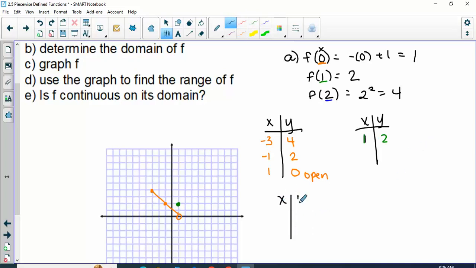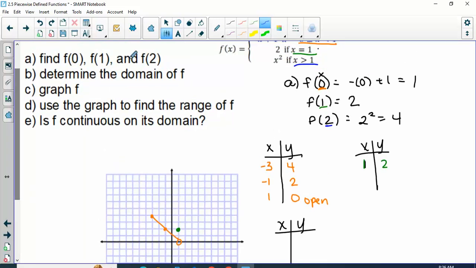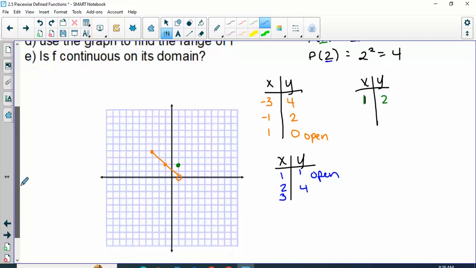Final one. So I have to start with 1. And then we want things greater than that. 1 did not have an equal to, so that was open. So 1 squared is 1, 2 squared is 4, 3 squared is 9. So 1, 1 is open. 2, 4. 3, 9.